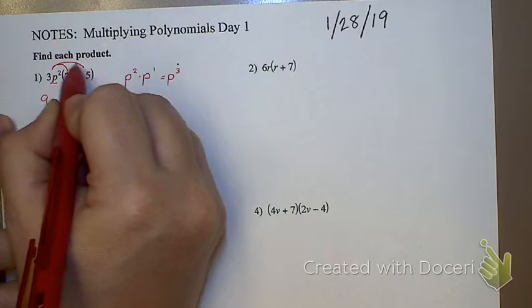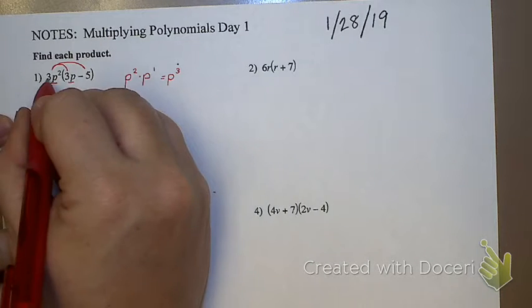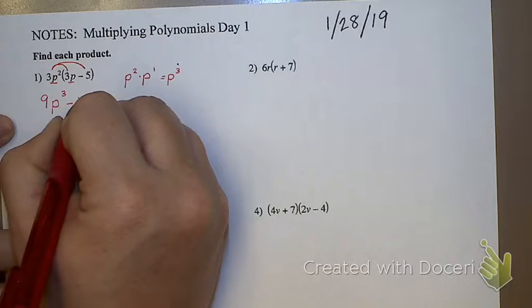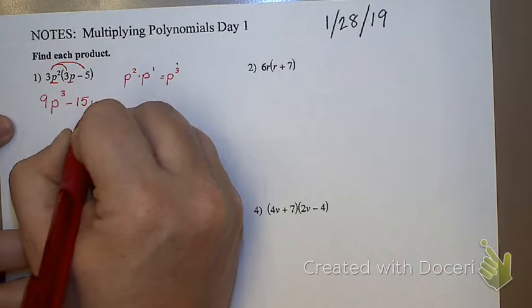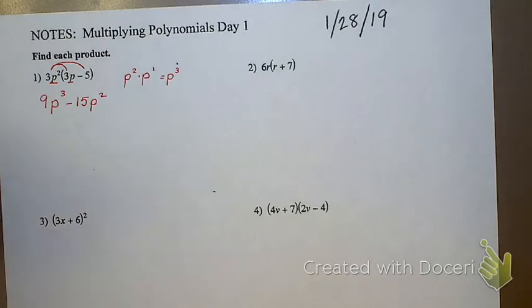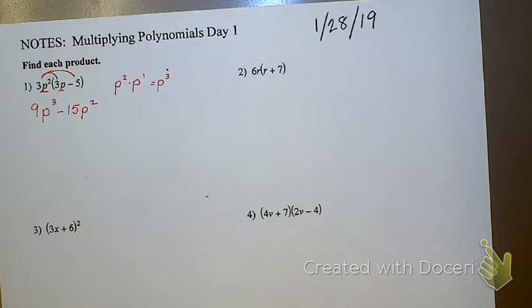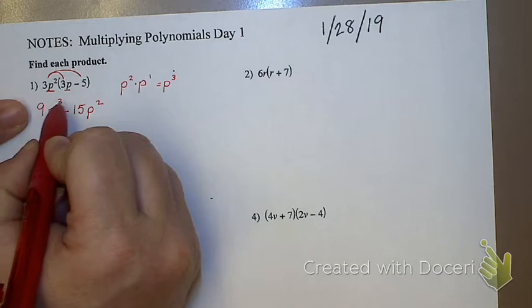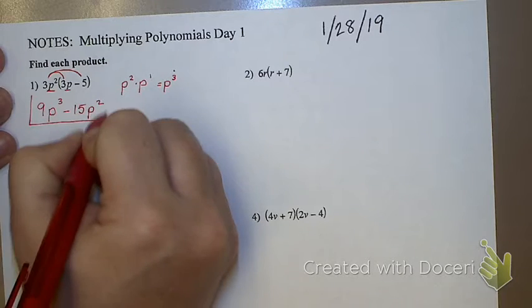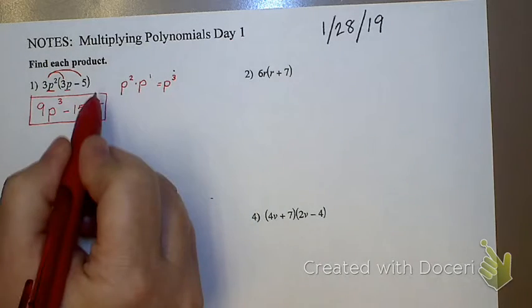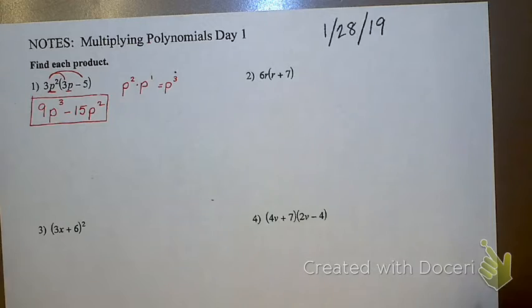Then 3p squared times negative 5. Well, 3 times negative 5 would be negative 15. And of course, I have to have the p squared. Is this in standard form? Yes, indeed it is, because I have the bigger exponent first and the smaller exponent after. So I'm done right there. Okay. How about number 2?